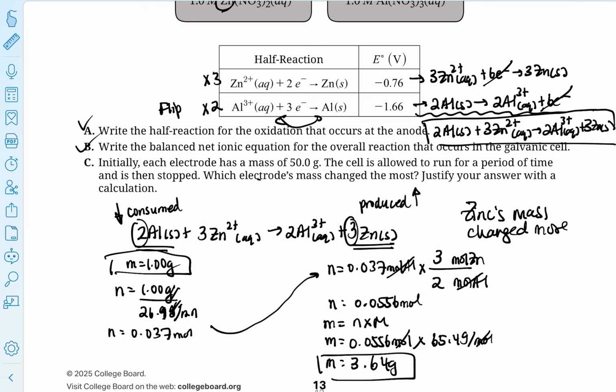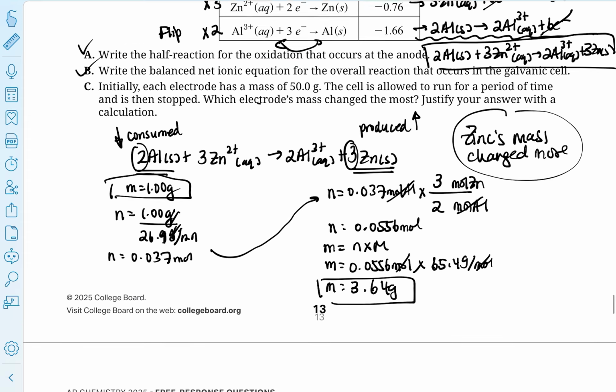Okay, and then I won't write down anything else, but I used the calculation for my justification, and then I did answer the question. So hopefully that would make sense. And again, if you disagree, please put it in the comments.